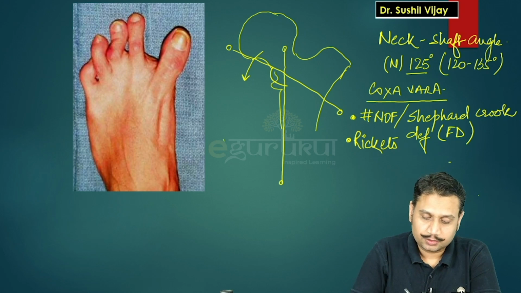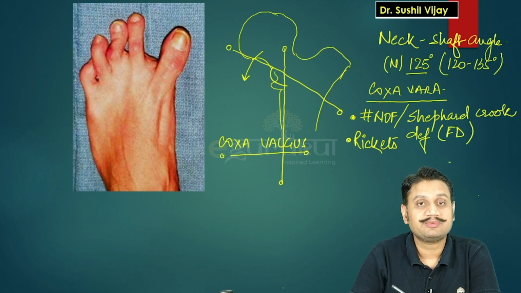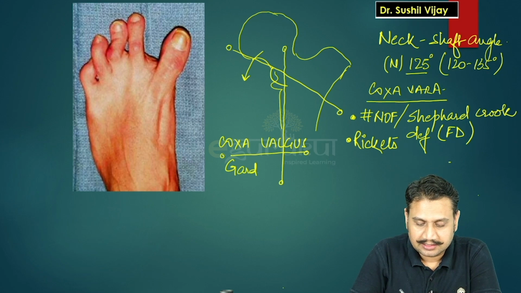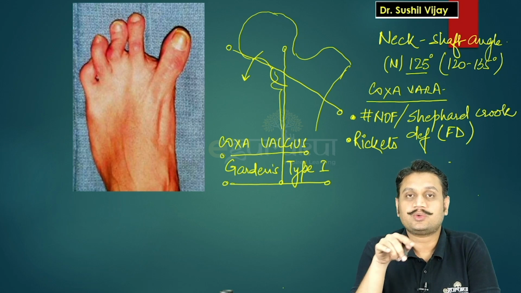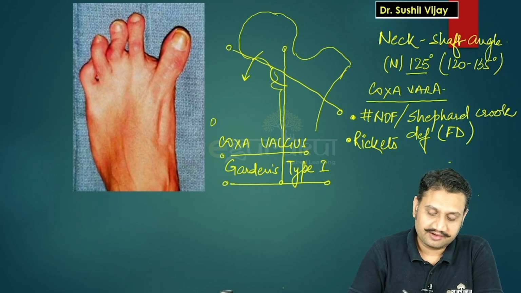Right? Valgus, when I want to talk about the coxa valga, the hip deformity, where do we see the coxa valga? The coxa valga will be seen only in one special condition, and that is a Garden's type 1 injury. Do you remember Garden's type 1? Garden was a classification for fracture neck femur, and in that the type 1 injury was the one where the head was going into valgus and impaction. So that is your coxa valga and coxa vara.